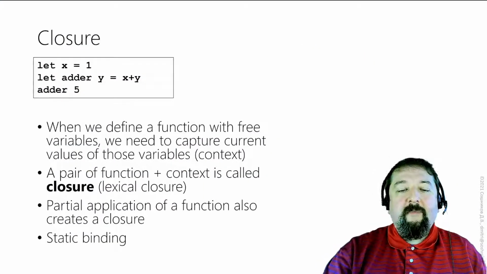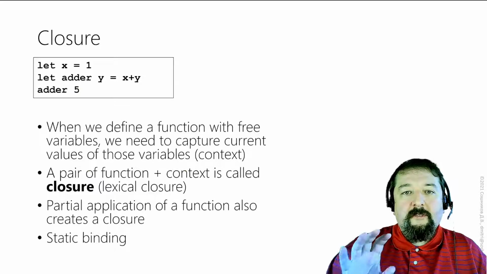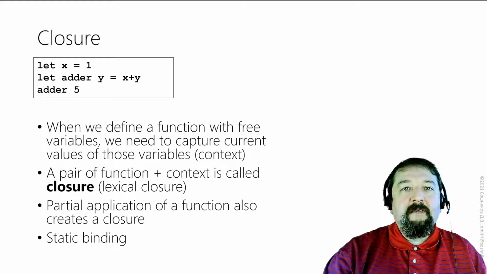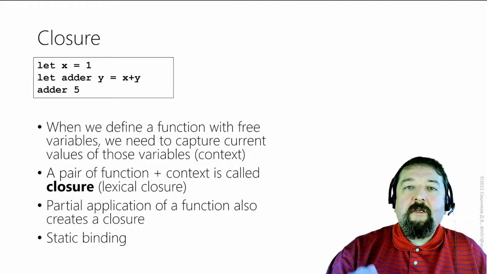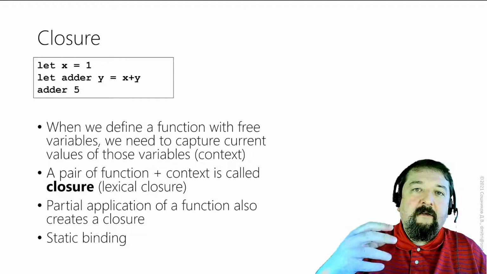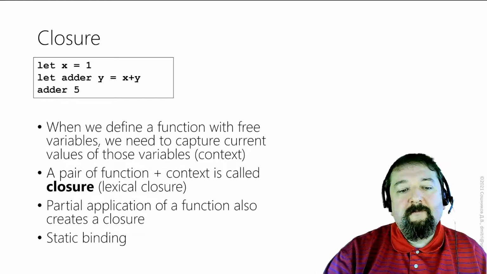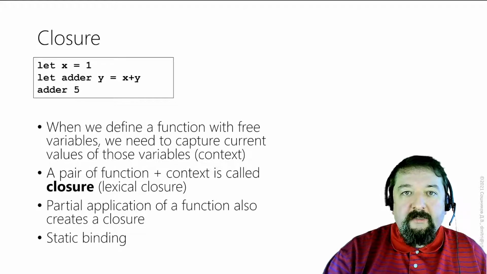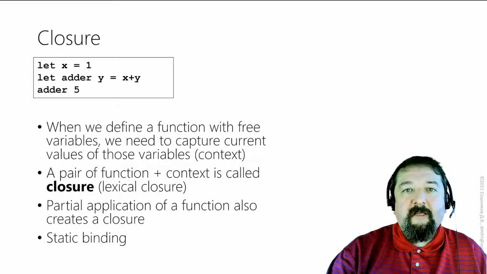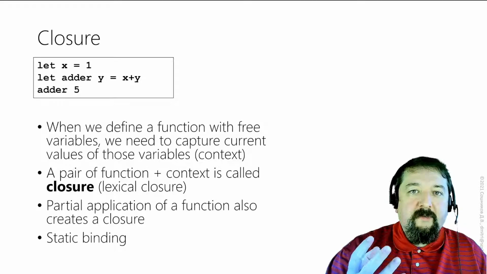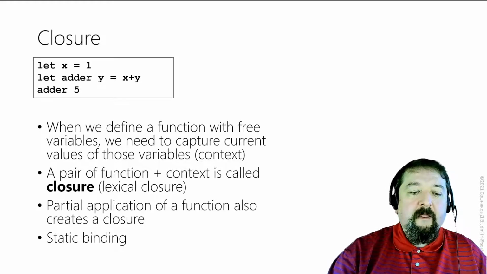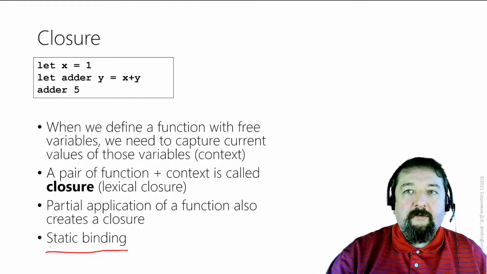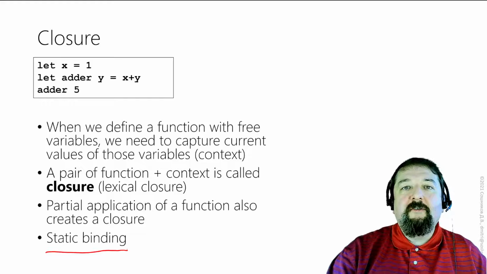The closure is the pair of a function plus all external variables which are used inside this function, which is called a context. Sometimes it's called lexical closure because I need to include all variables which were defined lexically before this function. So partial application also creates a closure, even though I might not have explicitly defined variables, but I need to store something to associate it with the function. This is also called static binding because we capture the value of all external variables at the moment of function definition.